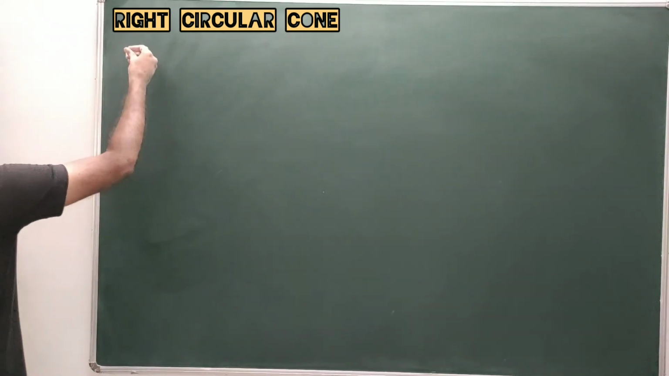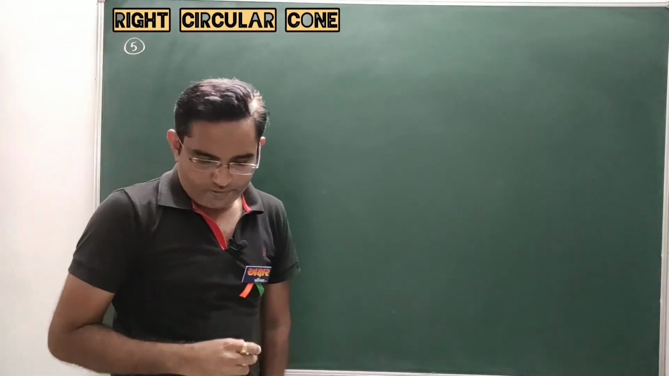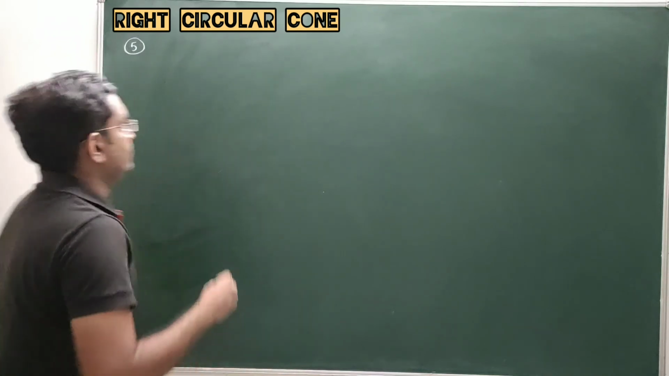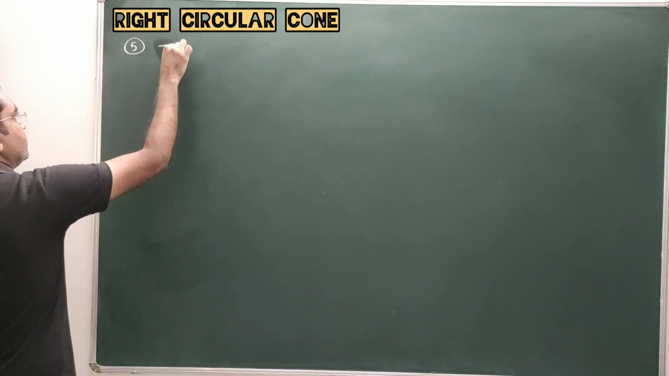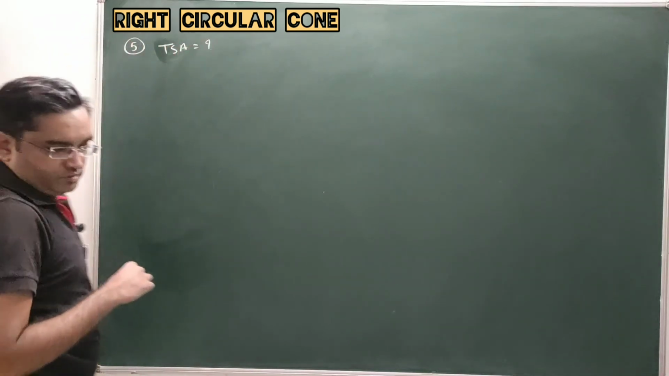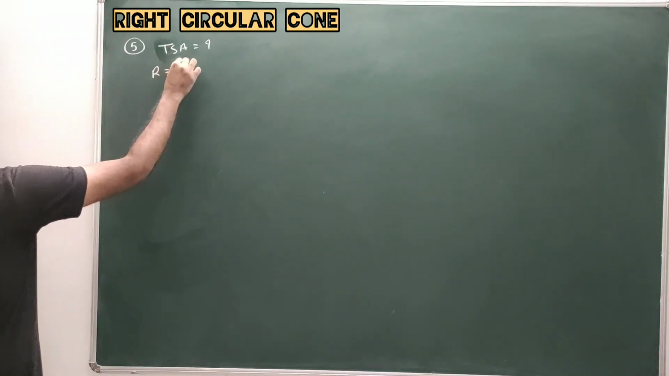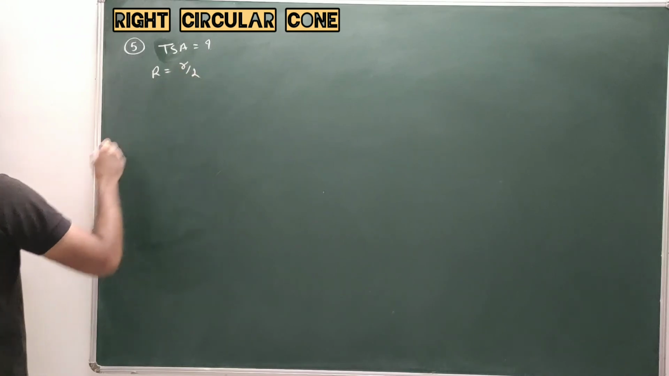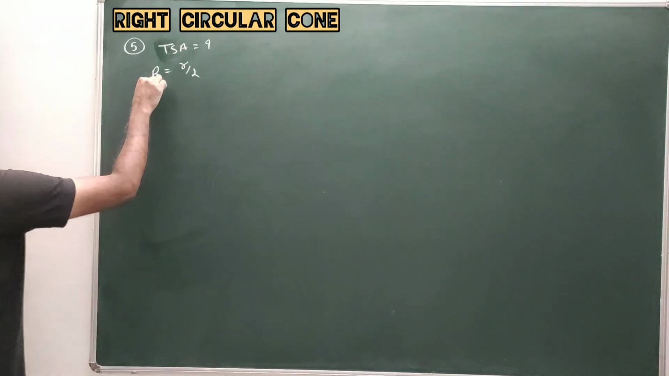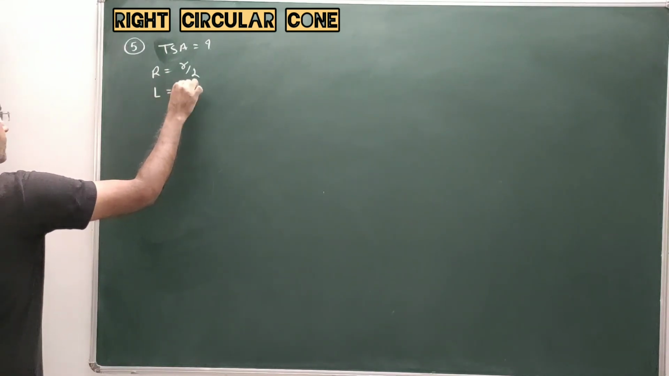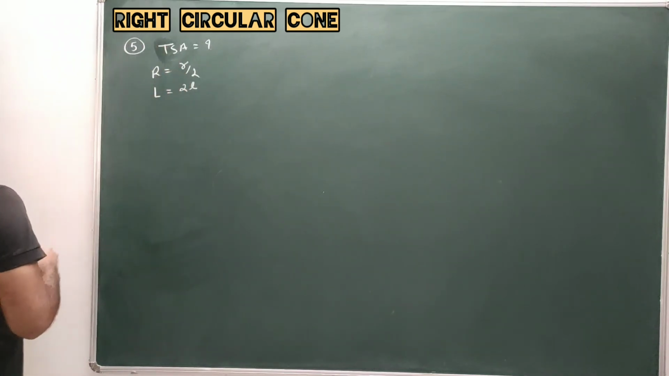Okay friends, now question number 5. Here we have to find the total surface area of a right circular cone whose radius is r by 2, and slant height is 2L. So we consider the radius as capital R, which is small r by 2, and the slant height as capital L, which is twice L.